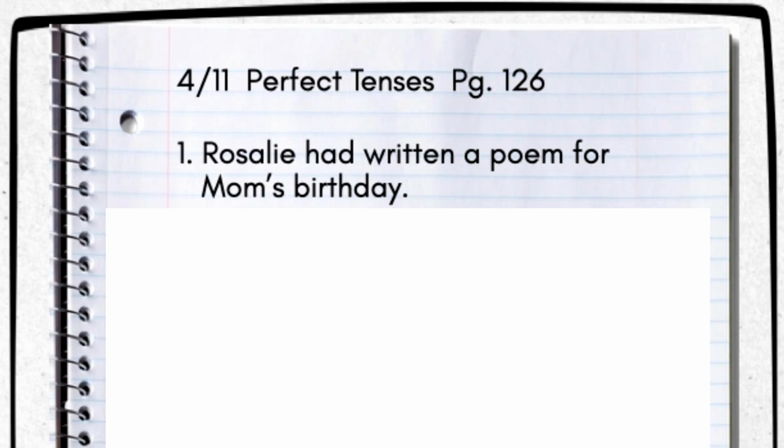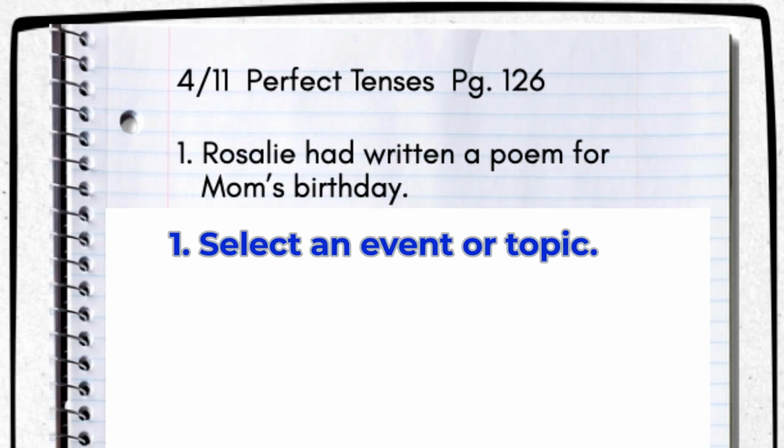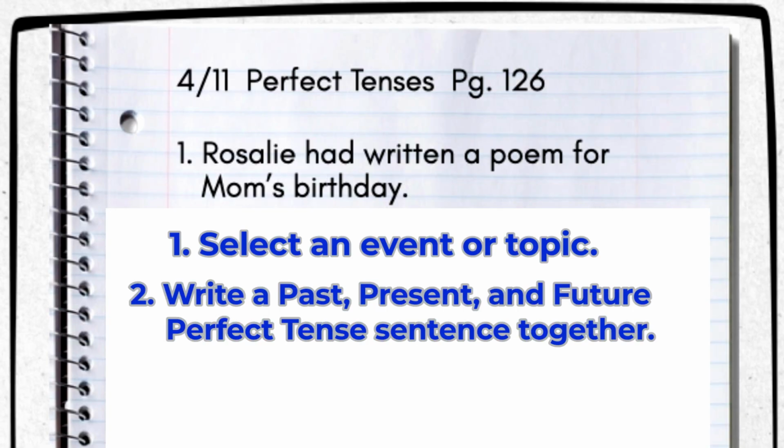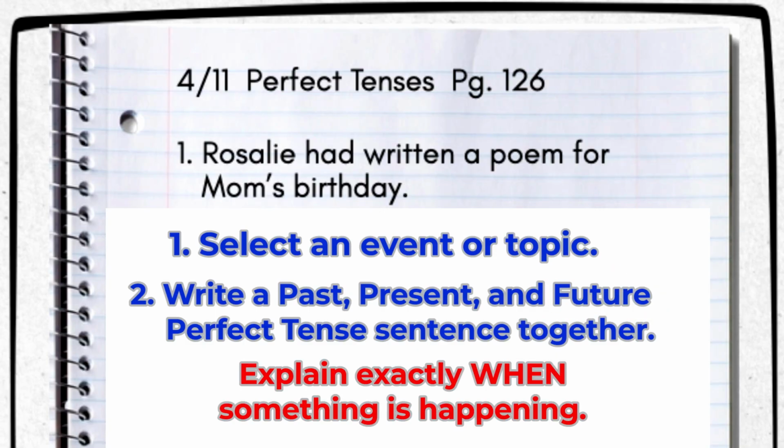What we'll do is we'll select an event. In this case, it's Mom's birthday. And we'll write a sentence together in the past perfect tense. Then we'll write a sentence together in the present perfect tense. And then write a sentence together in the future perfect tense. And I'll show them how perfect tenses can explain exactly when something is happening.